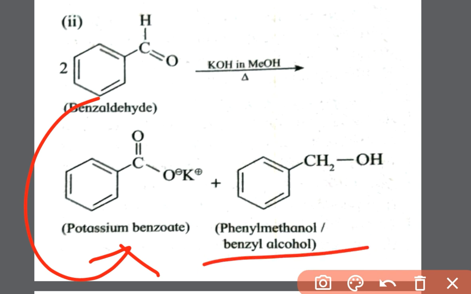Remember only these two types of product. In Cannizzaro reaction, one product formed is the acid salt, that is carboxylic acid salt, and the second product formed is alcohol. So there is no need to remember the mechanism, only memorize that in Cannizzaro reaction two products get formed. One is the acid salt and the second is the alcohol. Okay.